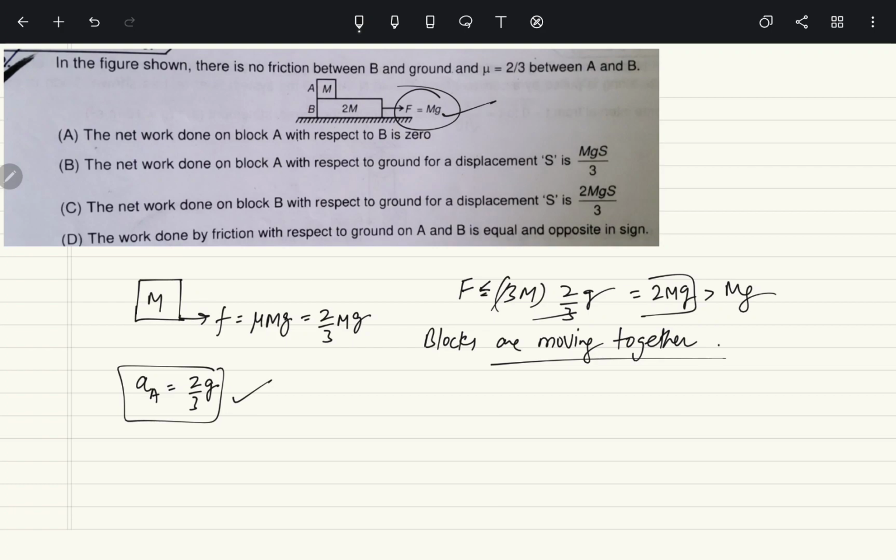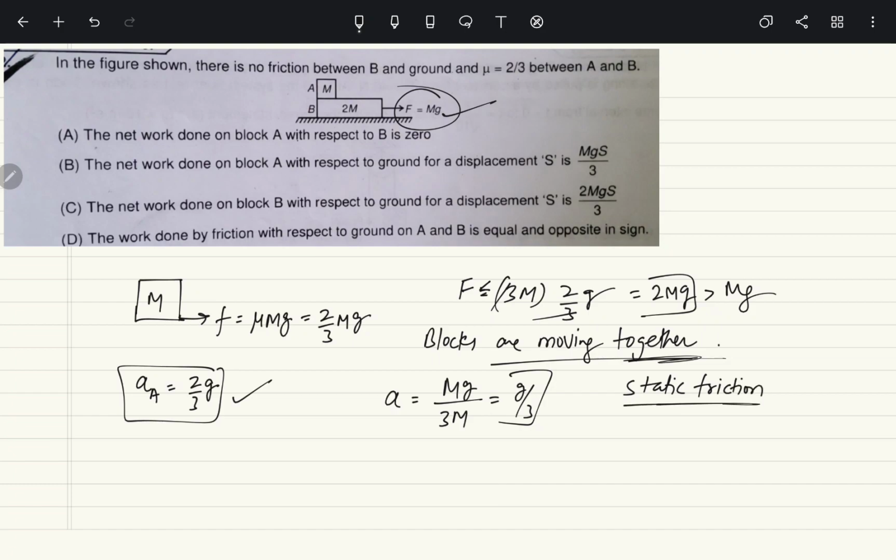Okay. So now first we'll find the common acceleration. The acceleration of the system: the applied force is mg, and the mass is 3m, so the acceleration of the system is g by 3. Now both the blocks are moving with the same acceleration, which means the static friction is acting and there's no relative motion.